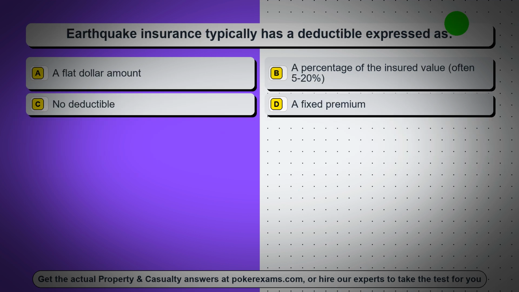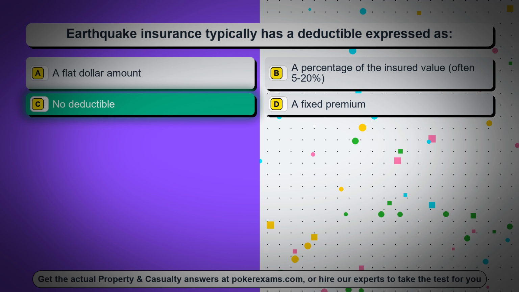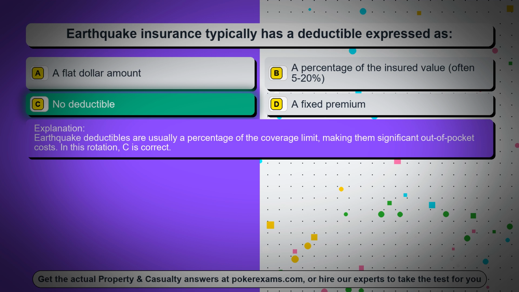Question 28. Earthquake insurance typically has a deductible expressed as. Option A, a flat dollar amount. Option B, a percentage of the insured value, often 5 to 20%. Option C, no deductible. Option D, a fixed premium. The correct answer is option C, no deductible. Earthquake deductibles are usually a percentage of the coverage limit, making them significant out-of-pocket costs. In this rotation, C is correct.